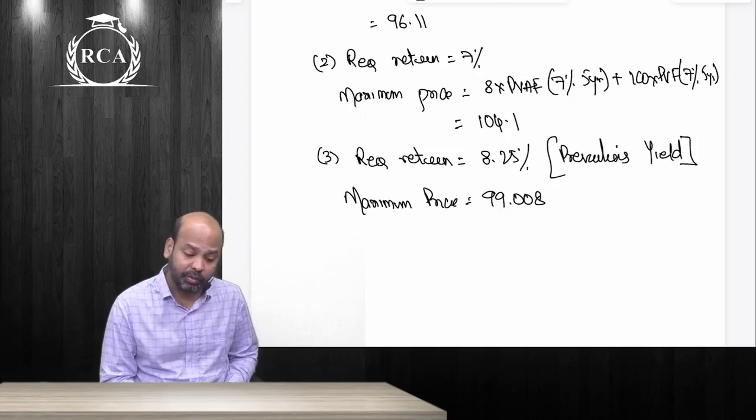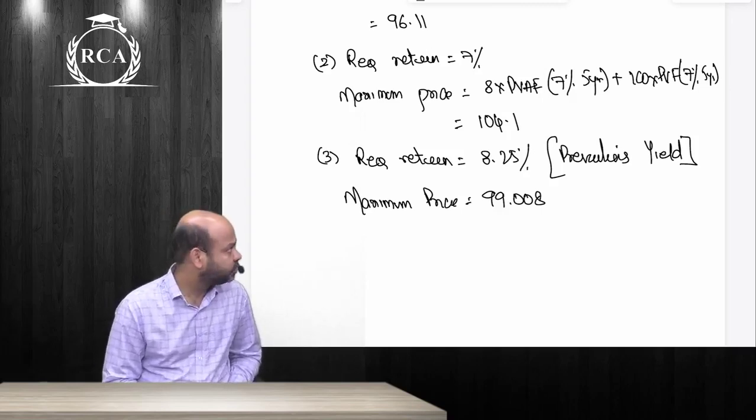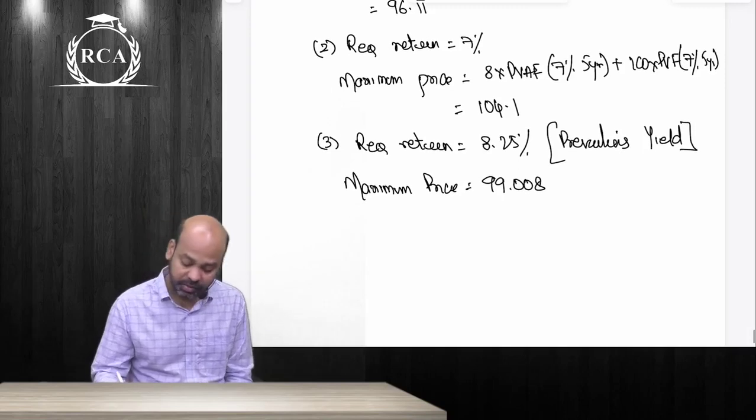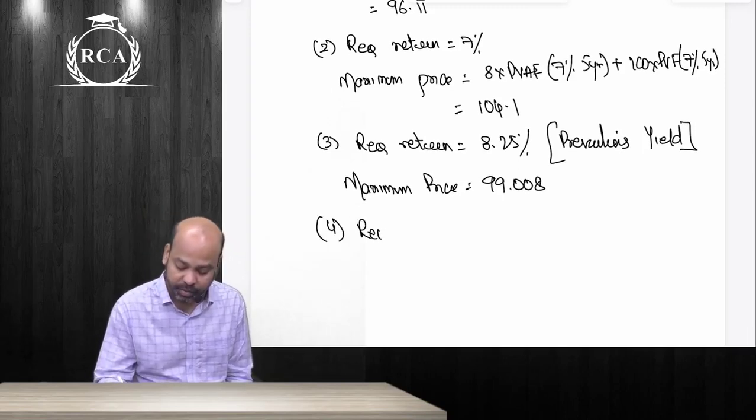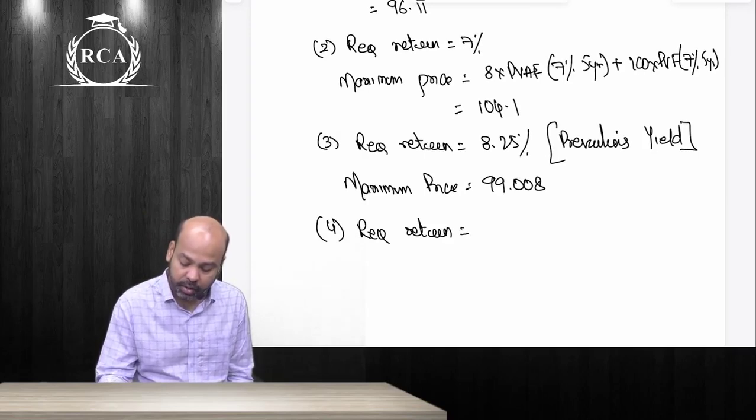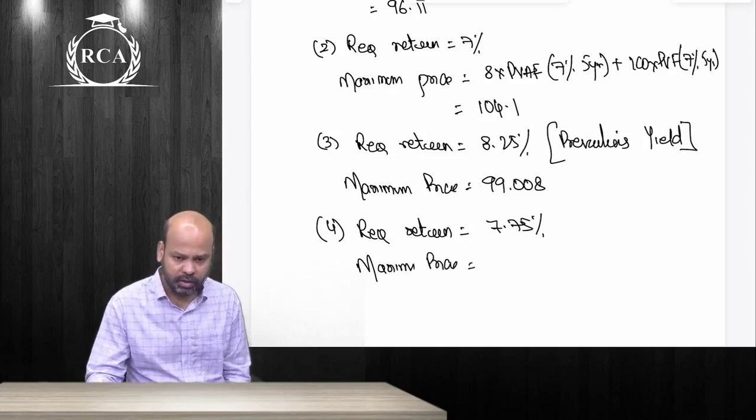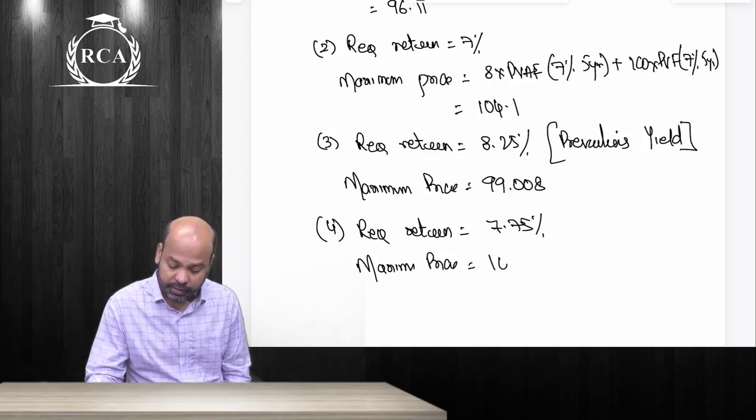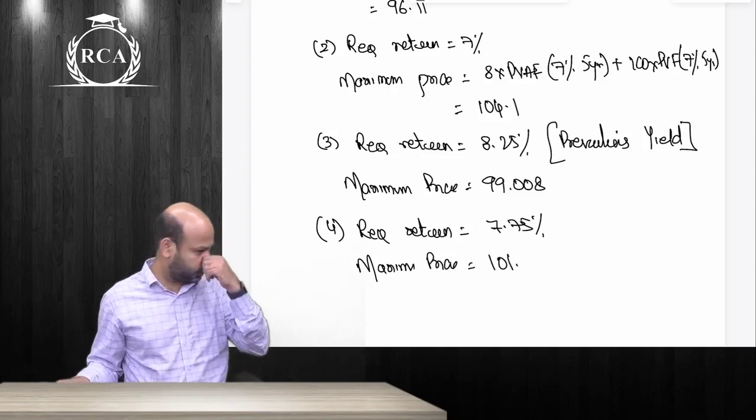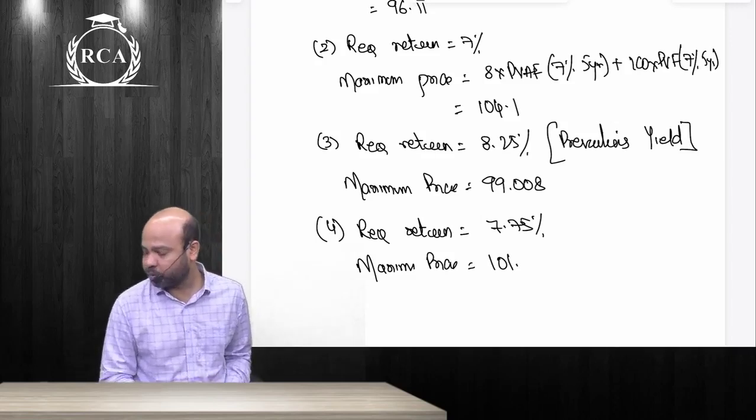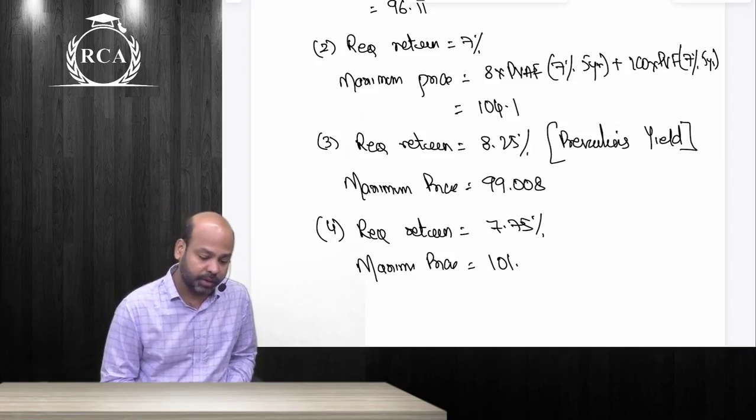Last one also, 7.75%. One more case, beta, which is 7.75%. Discount all the cash flows at 7.75%. If the required return is 7.75%, the maximum price, beta, again would be 101. Exact 101. The maximum price at a return of 7.75%, beta, is 101 rupees.